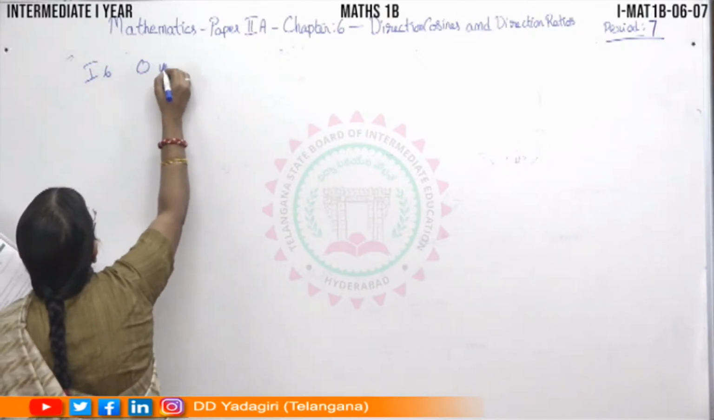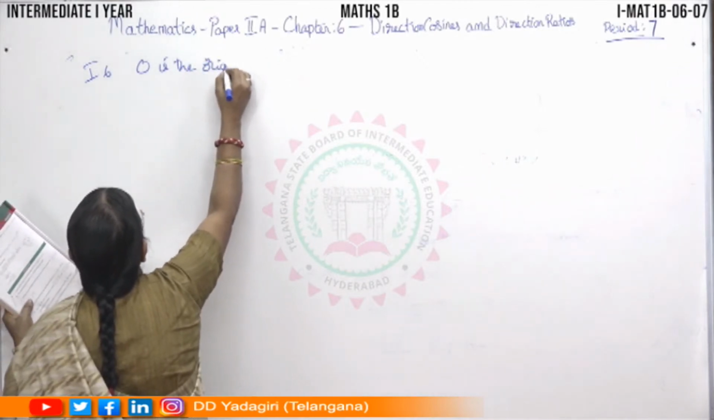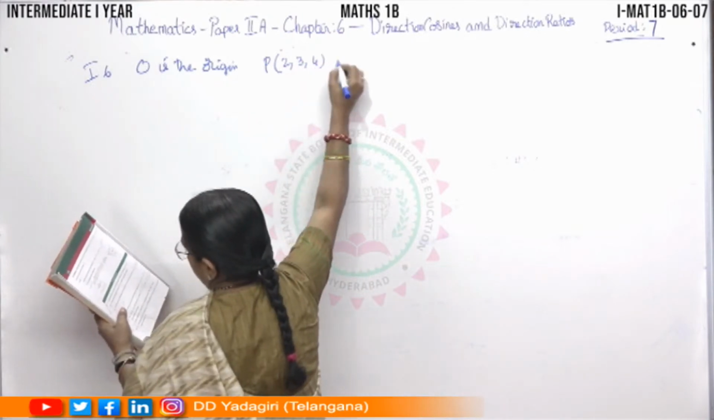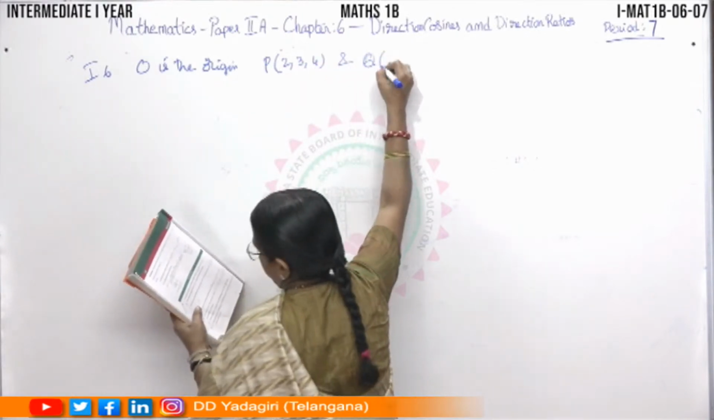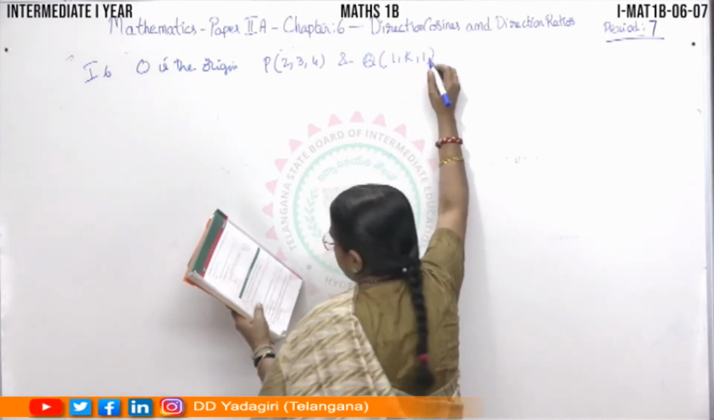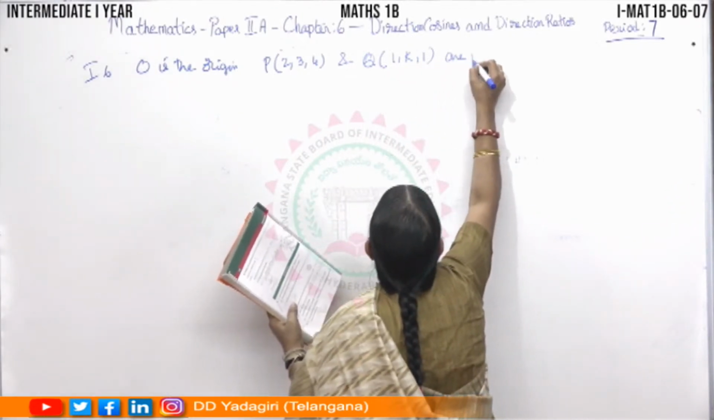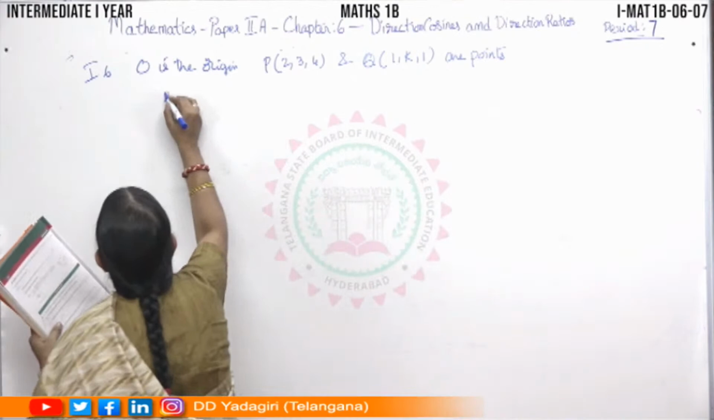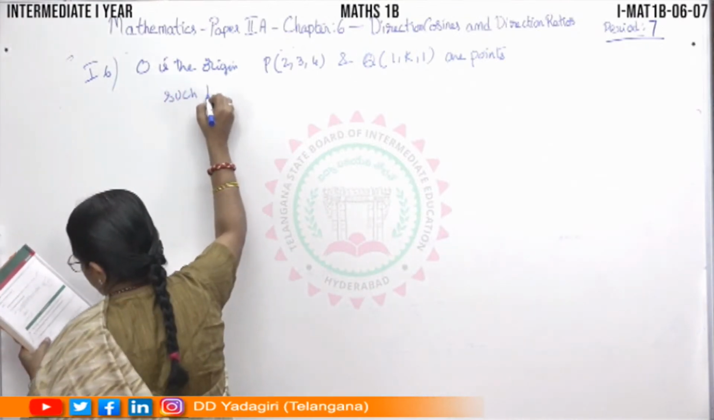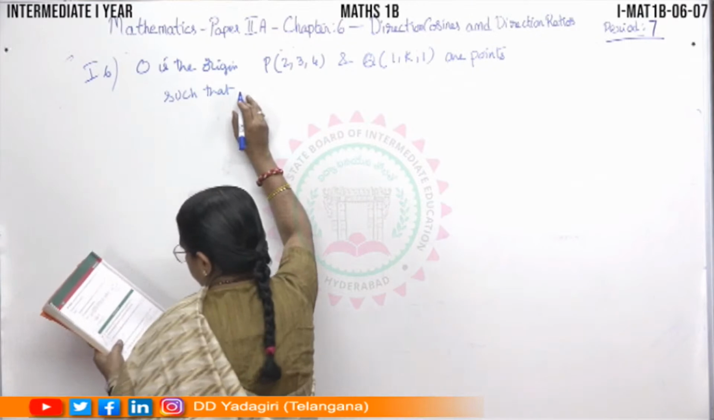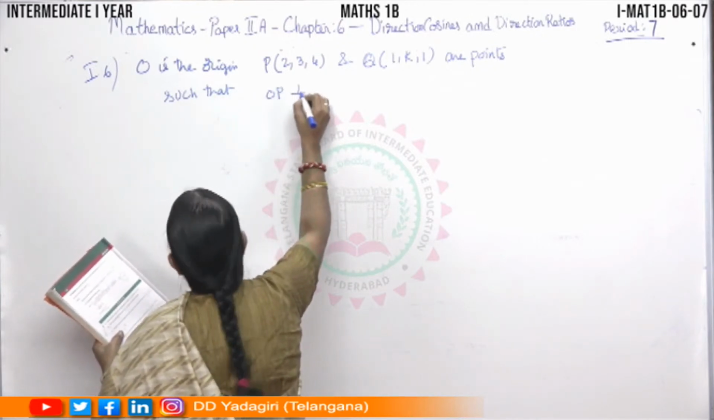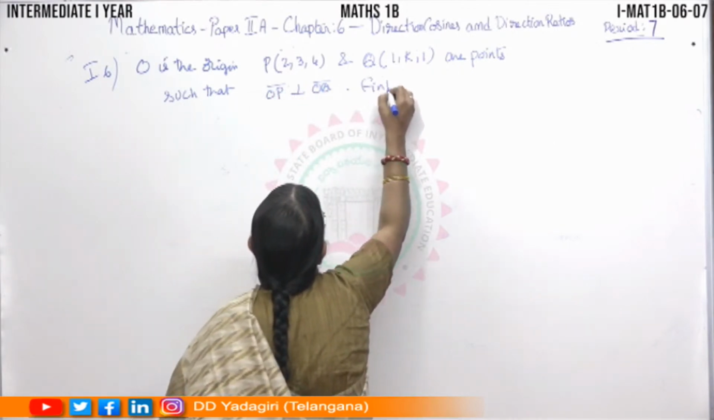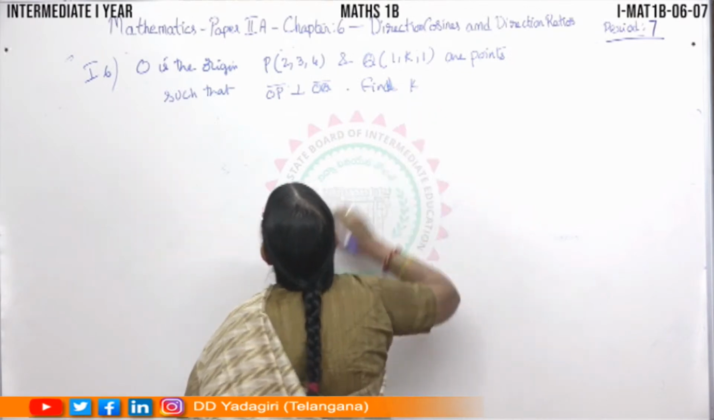O is the origin. P is (2, 3, 4) and Q is (1, K, 1), points such that OP is perpendicular to OQ. O is the origin. So your question is find K. Find the value of K.